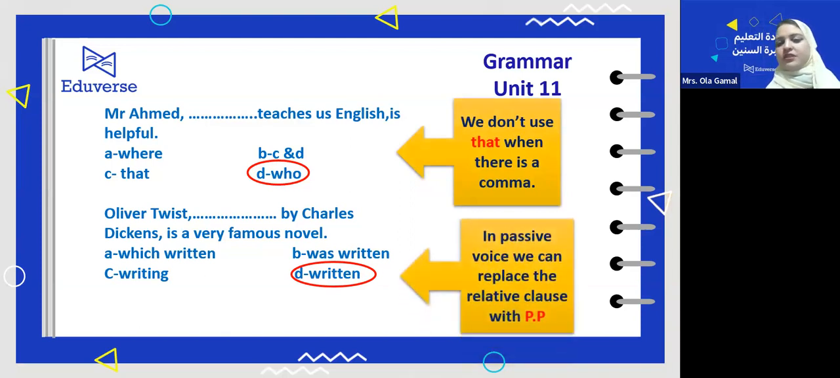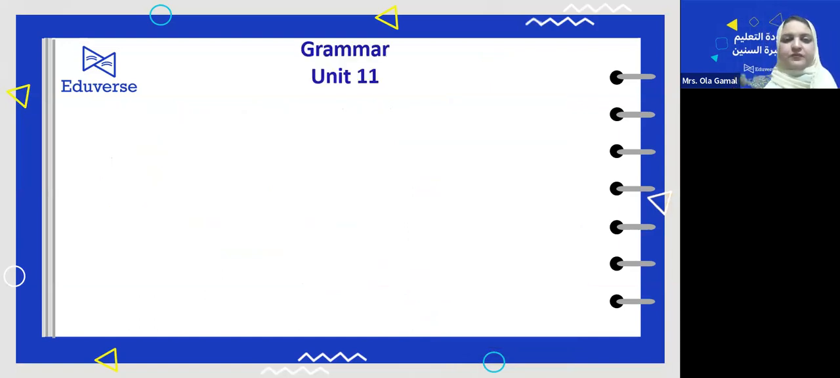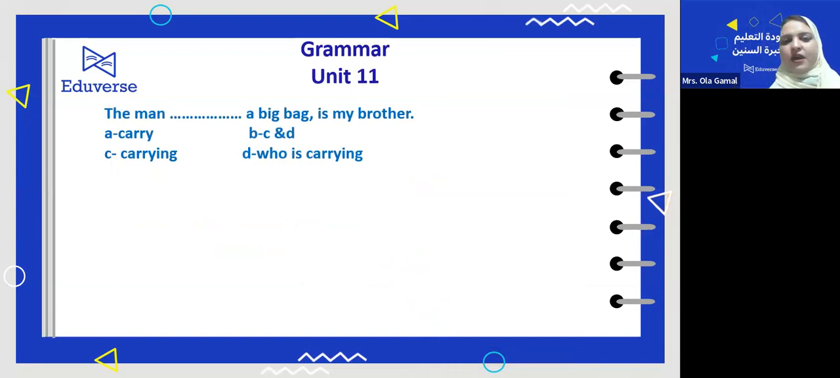And why did we use written here? Because in passive voice, we can replace the relative clause with a past participle. This is a note you have to write in your notebook. The man was carrying a big bag. My brother, the man, which one? It's gonna be the man carrying and the man who is carrying. We can use both. The man carrying a big bag is my brother, and the man who is carrying a big bag is my brother. Let's move on to the next question.